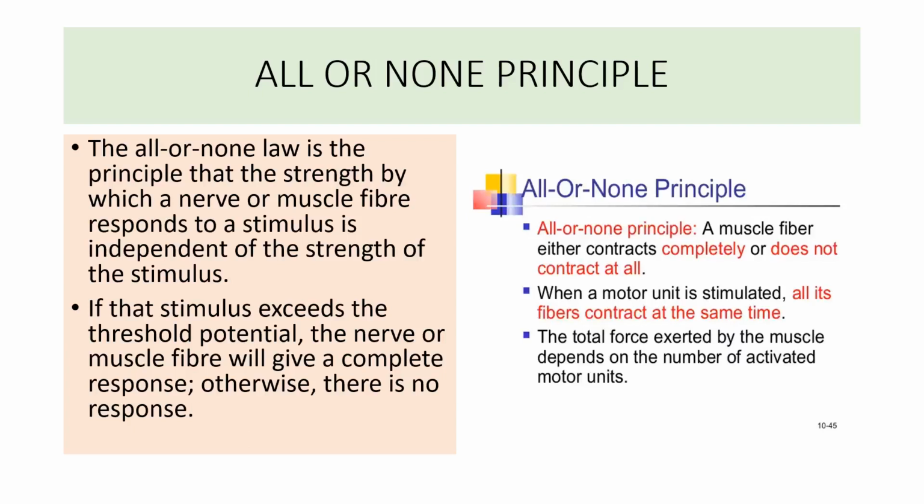Next is the all or none principle. The all or none principle states that if the muscle contracts, it will contract as a whole with full strength. If the stimulus is less, it will not contract. So a stimulus of some threshold potential is required for the contraction of muscle, and if extra stimulus is given, it will contract at the same pace. It will not contract faster. So this is known as the all or none principle.